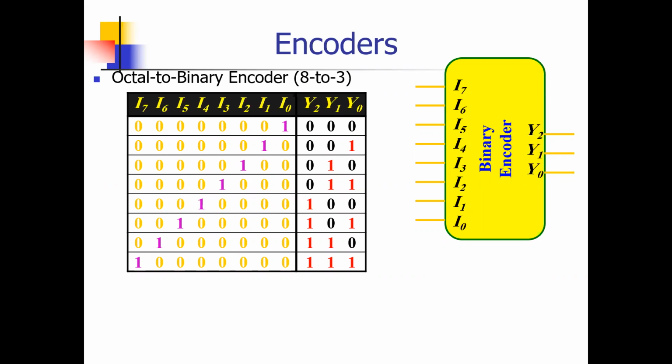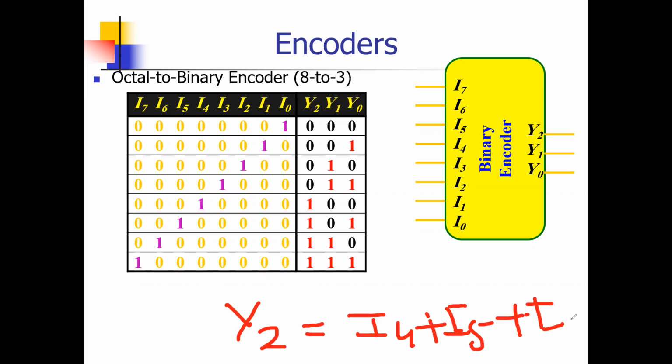y1 is I2, I3, I6, I7. And for y2, y2 is I4, I5, I6, I7. Out of these values, if any one is 1, the result is 1. Not all together. That's why we don't have an AND gate. If any one, then we have an OR gate. Clear? So now we can design the circuit.